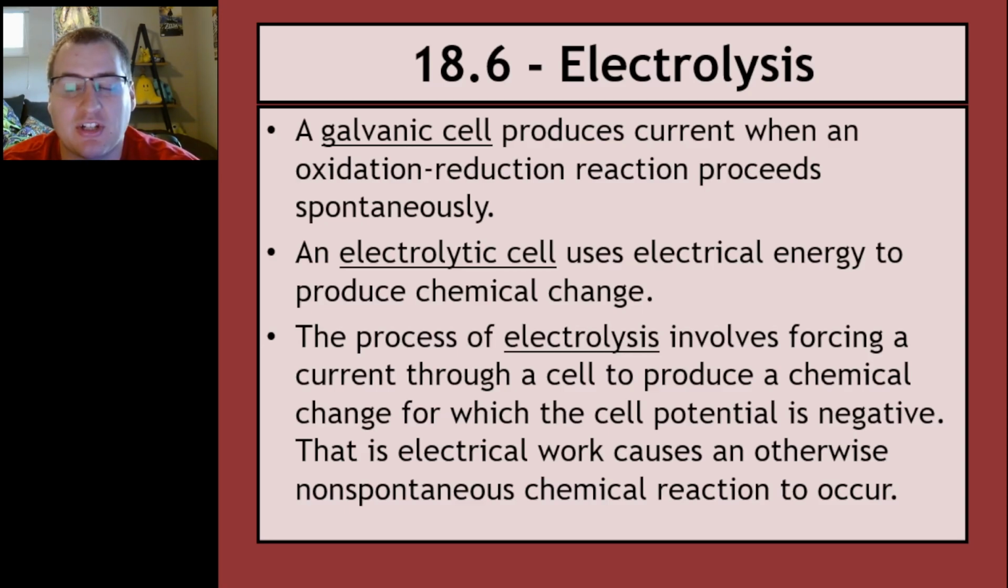The process of electrolysis involves forcing a current through a cell, so we're adding electricity to make magic happen, to produce a chemical change for which the cell potential is negative. This is electrical work. That is, electrical work causes an otherwise non-spontaneous chemical reaction to occur. We can use electricity to make a reaction happen that shouldn't, which we'll talk about what those look like. So this is basically the opposite of what we just did. We use chemistry to make electricity happen. Here we're going to use electricity to make chemistry happen.